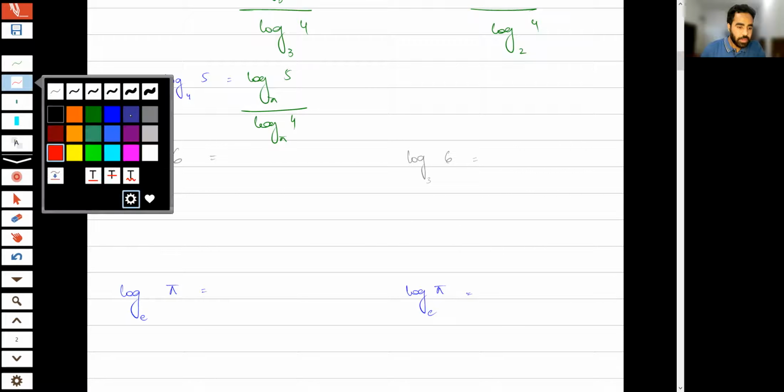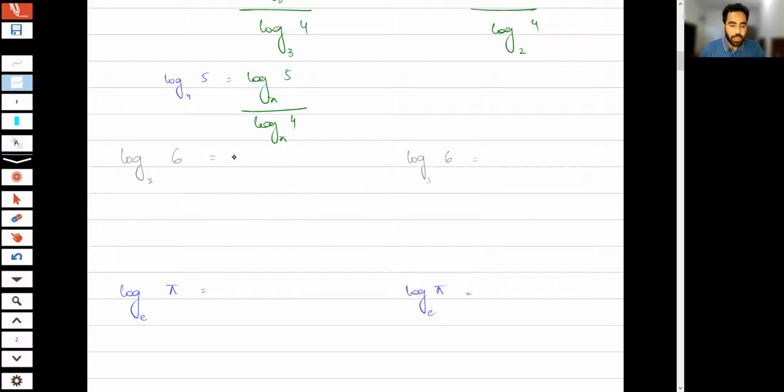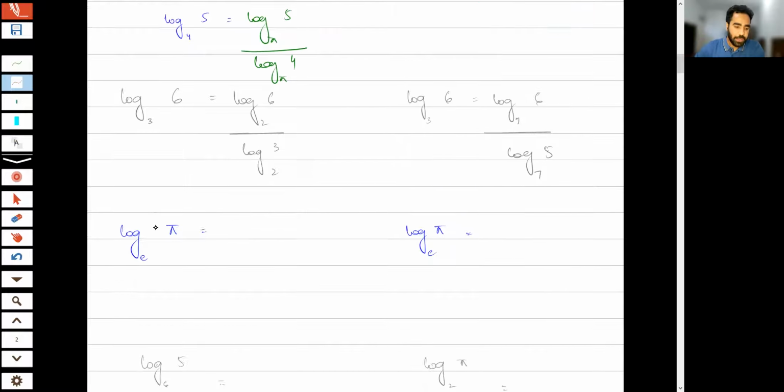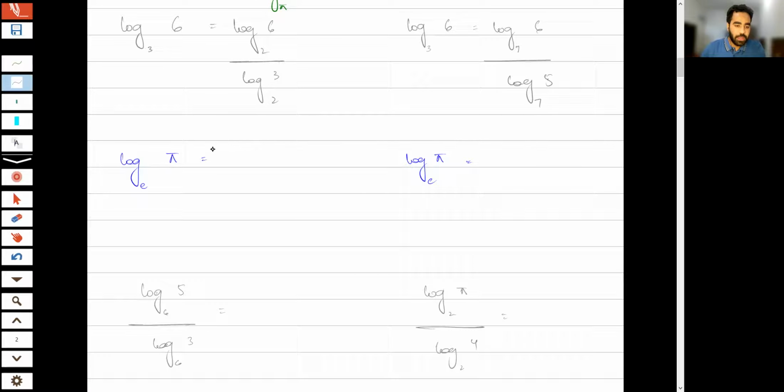हमारे पास, if I have log 6 base 3, I can write that as log 6 to the base 2 over log 3 to the base 2. Similarly, I can write log 6 base 3, इसको मैं एक और कोई नई अपनी तरफ से कोई बेस इंट्रोड्यूस कर सकता हूँ, which can be log 6 to the base let's say 7 over log 5 to the base 7. ठीक है, you can do these yourself as well. You can introduce another base and you can get the answers.